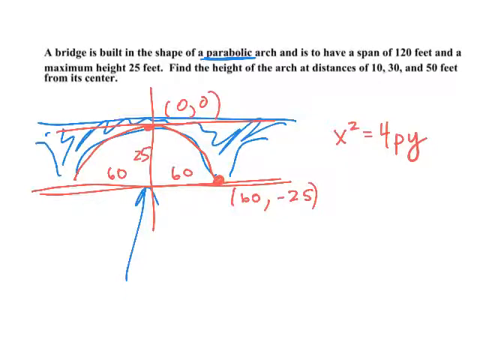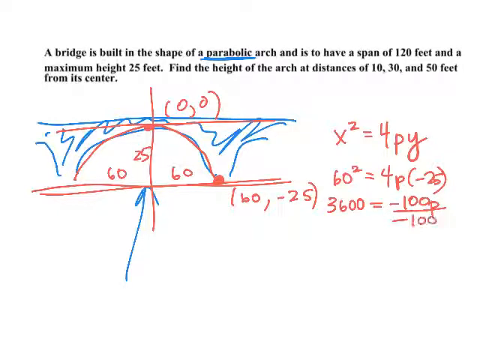All right. So once again, like the last problem, I don't know the p-value, but I know it's negative, but I have a point on my parabola. So what I'm going to do is take this equation and plug in my x and y. So I'm going to have 60 squared equals 4p times negative 25, and we can solve for p. We get 3600 equals negative 100p, divide by negative 100, and we end up with p equals negative 36.